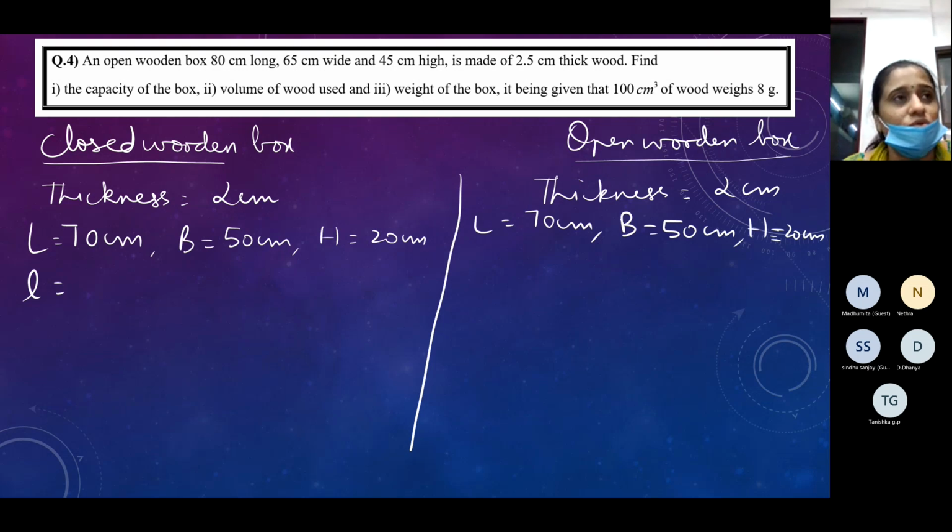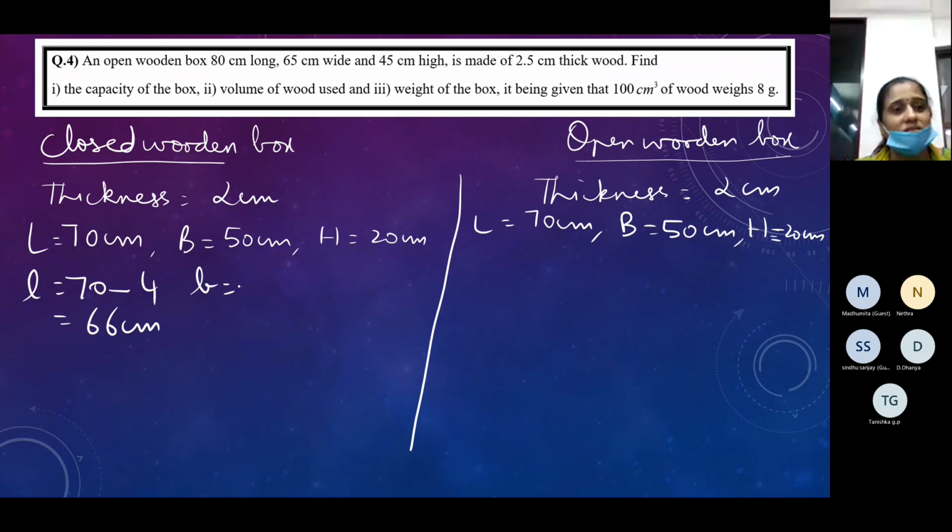So what's the thickness of the wood? 2 centimeters. So the internal length will be 70 minus 2 on this side, 2 on this side. 2 plus 2, 4. So 70 minus 4. The internal length will only be 66 centimeters. The internal breadth, again, 2 centimeters thick. So on either side, 2 centimeters gone. So 50 minus 4, 46 centimeters.